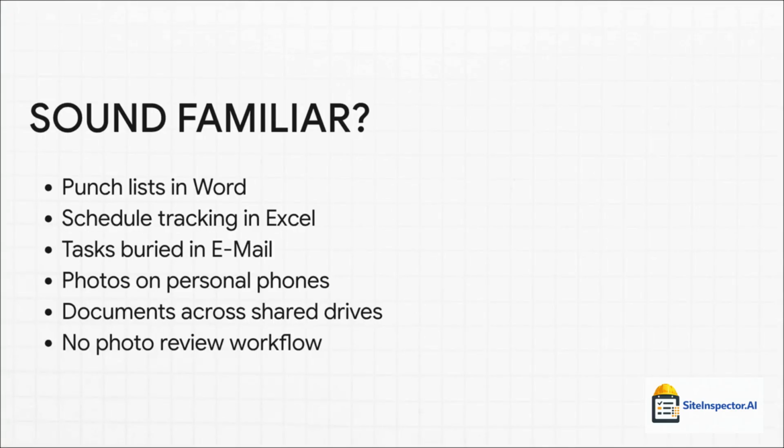Does any of this hit a little too close to home? You've got punch lists in a Word doc on one computer, a critical schedule update living in an Excel sheet somewhere else, and important tasks just getting buried in a never-ending email chain. And the photos? Oh man, they're everywhere with absolutely no audit trail. It's a system that's practically designed for things to fall through the cracks.